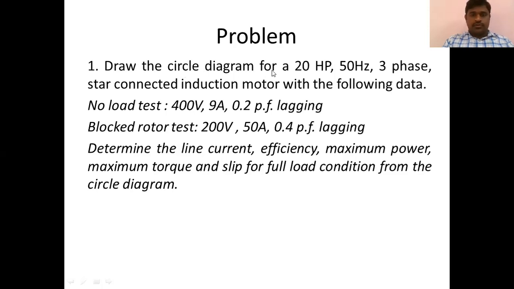Draw a circle diagram for a 20 HP, 50 Hz, three-phase star connected induction motor with the following data. It's the no load test data and the blocked rotor test data. No load voltage is 400 volts, current 9 amperes, no load power factor 0.2. Short circuit or blocked rotor test data is 200 volts, 50 amperes, and power factor 0.4 lagging. Here we have to draw a circle diagram, and from the diagram we have to find line current, efficiency, all these parameters.